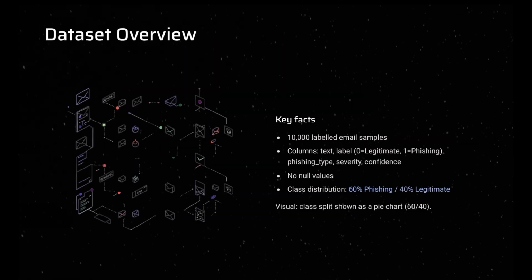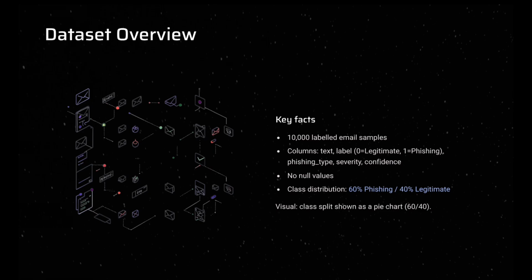Each email in the dataset also carries metadata: the type of phishing attack, for example, credential harvesting, financial scam, or authority impersonation, a severity level, and a confidence score. The dataset has 0 missing values across all columns, which means we start from a very clean foundation.